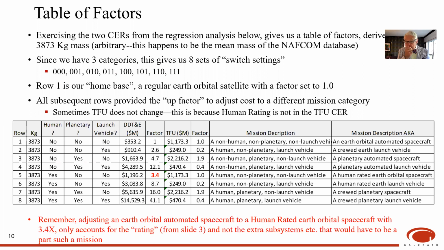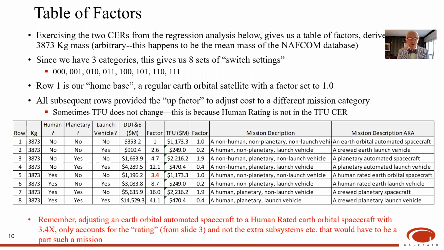Now, I'm not going to walk you through the rest of the table there. I think you can follow that logic. I will point out in row 5, our switch settings are yes for human rating, no for planetary, and no for launch vehicle. So this is a human, non-planetary, non-launch vehicle, or AKA a human-rated Earth orbital spacecraft, which was the original question that this study sought to answer.